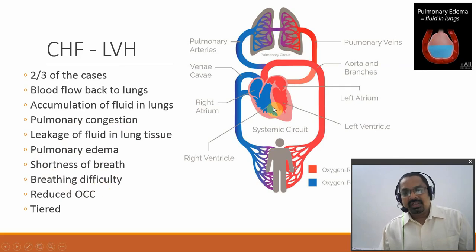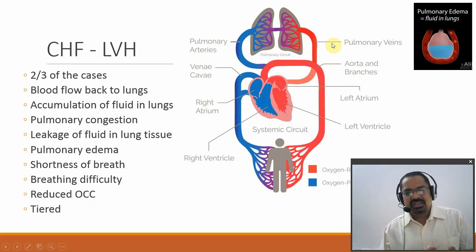This is what happens: blood is moving to the lungs, but blood is deficient in the systemic circulation. This leads to reduced oxygen carrying capacity and tiredness. The muscles will not get an adequate amount of blood. Ultimately, one part is going to the brain also, so there can be a general lethargy.